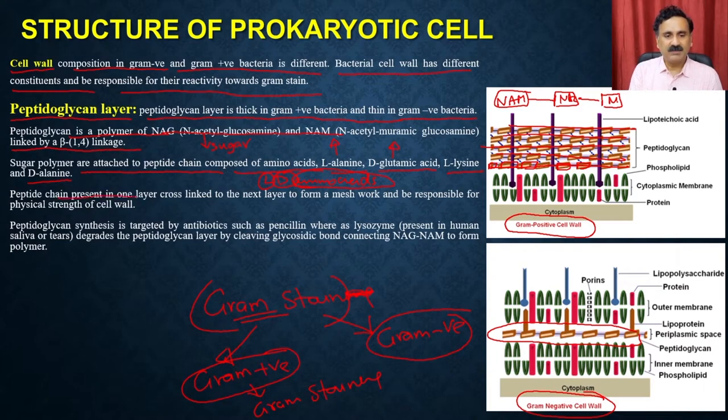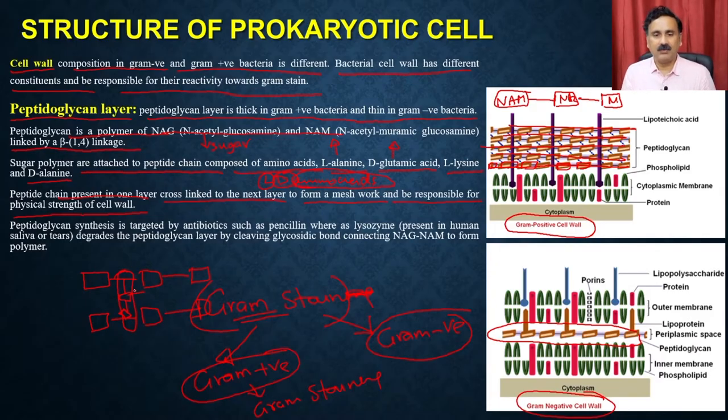So the peptide chain present in one layer cross-links to the next layer to form a meshwork which is responsible for the physical strength of the cell. So you have the NAM and NAG blocks, and the second layer is also the same way, and then these layers are connected by the peptide chains, and that's how it gives tensile strength to the cell wall, and that's why they are very, very robust, or very, very rigid in terms of accepting outside molecules.